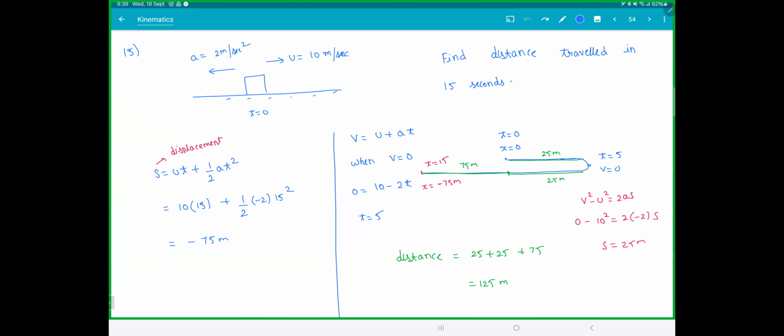Remember this question, everyone? In S is ut plus half at square, S gives you displacement. But for a question where they ask distance, whenever they say the word distance, have some fear. It's a trap. Because when a particle goes and comes back, displacement is not equal to distance. Here, we got displacement minus 75, but in reality, this thing traveled 125.